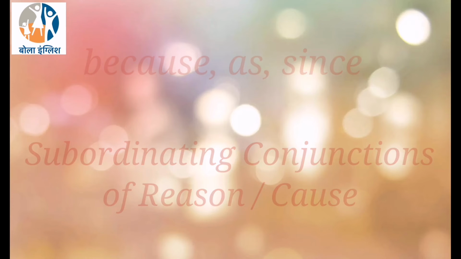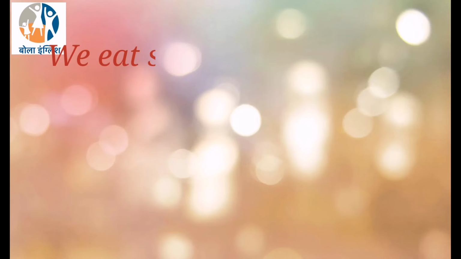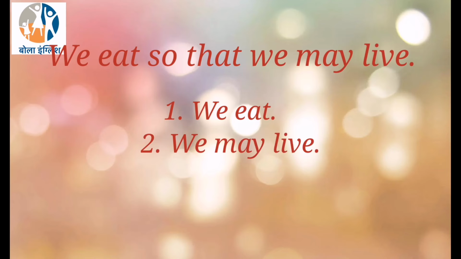Number 3. Subordinating conjunctions of purpose. We eat so that we may live. The two sentences here are: number 1, we eat, and number 2, we may live. These two sentences are joined by the conjunction so that. We eat, and the purpose of eating is to live.